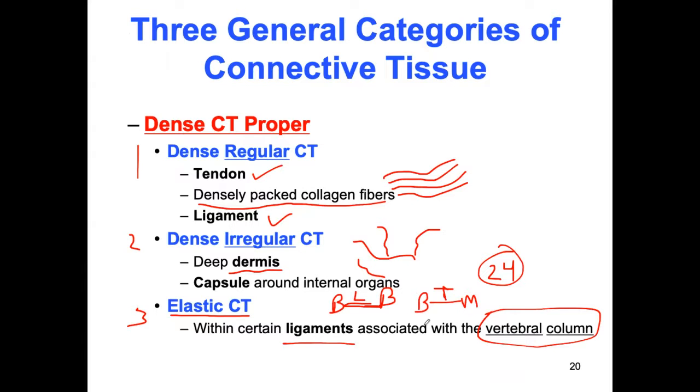But because the spine is very flexible and stable, we need a lot of elasticity and flexibility of those ligaments going from bone to bone. Okay? But other parts of the body that have ligaments, like the knee joint is very unstable, unlike the spine. You need lots more collagen for the knee joint and less elastic connective tissue.